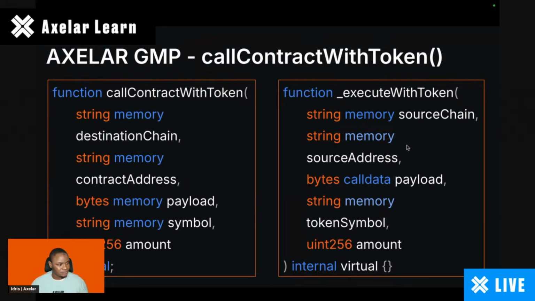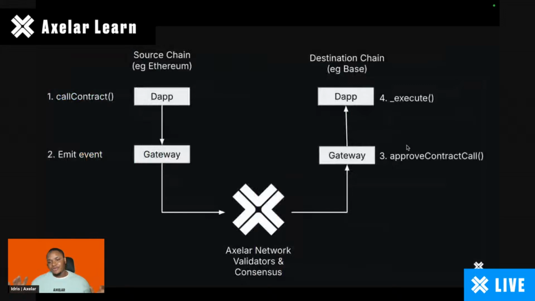So to give you an overview of how the end-to-end flow looks for Axelar general message passing, this is an example of somebody sending a message from Ethereum to Base.